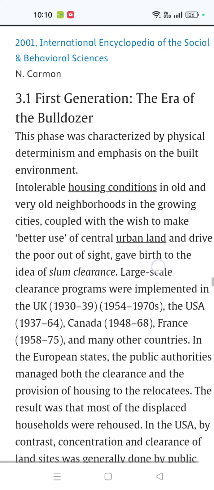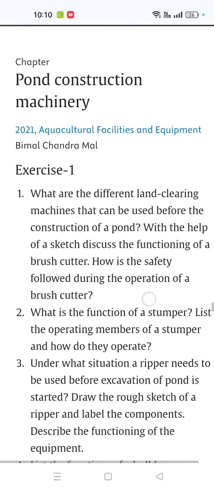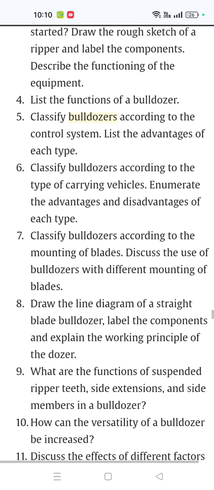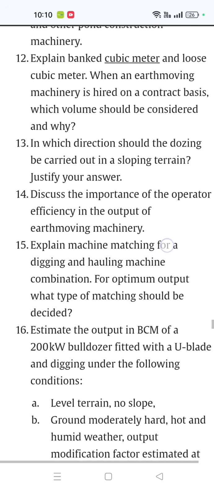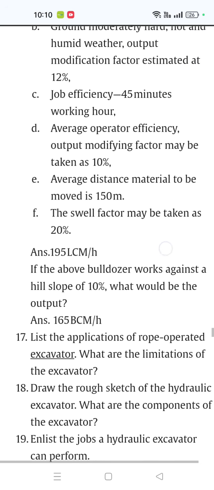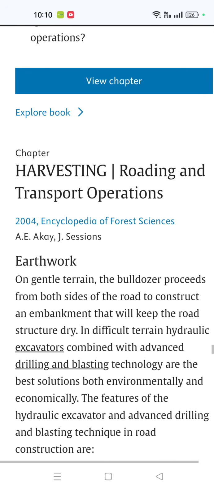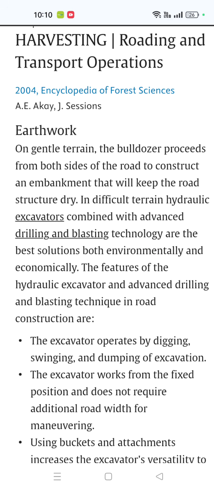So the bulldozer is very important for construction, especially in heavy construction. It can move heavy material. Okay, today I think you now have the details about the bulldozer, and see you in the next video.